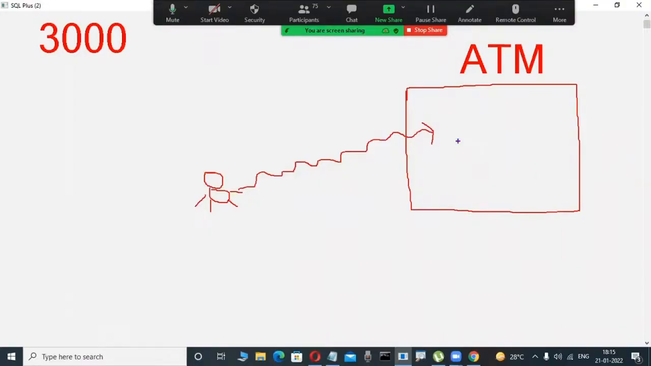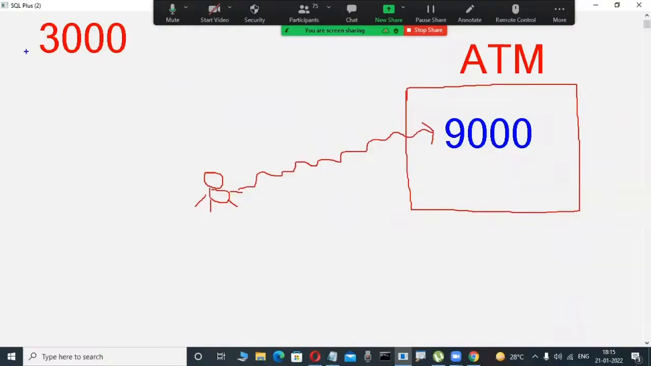Now I decided to withdraw some amount. Okay, fine, but unfortunately only 3,000 is available as my balance. Whenever I insert the ATM card, after that it asks to enter the amount. In that case, unfortunately, I mentally decided to withdraw 9,000 rupees. Now, as I try to withdraw 9,000 rupees, am I getting 9,000 rupees? No.